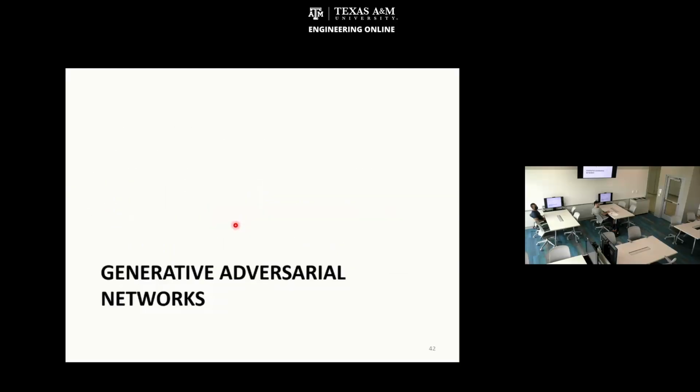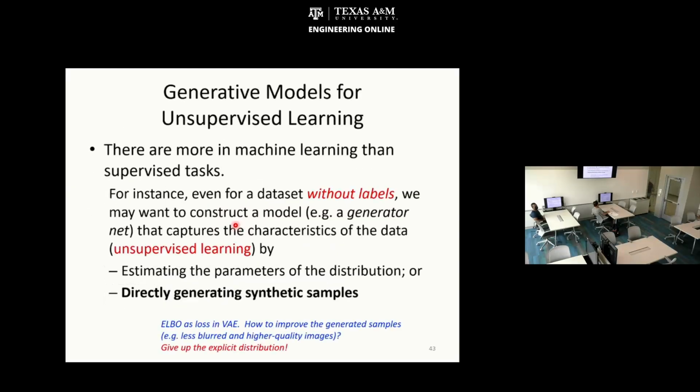Okay, now let's talk about the second type, which is GAN. As I said previously, there are two ways for this kind of unsupervised distribution estimation. You can estimate the distribution directly by assuming, for instance, a Gaussian after the encoder, and estimate the parameters theta or phi. Or you can directly generate samples if the samples are more important to you. So if your gap starting from VAE was the quality of the samples, like the blurred or low quality images, then maybe you can give up this explicit distribution and gain better quality.